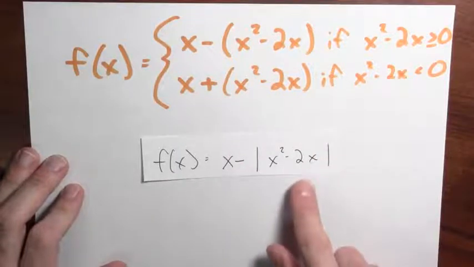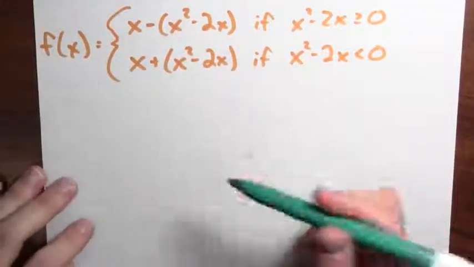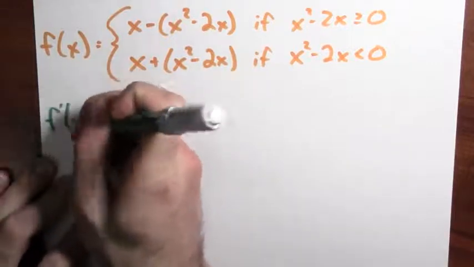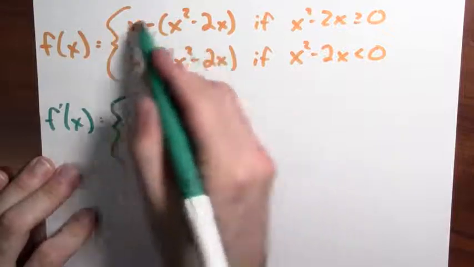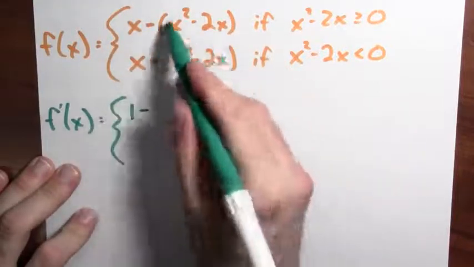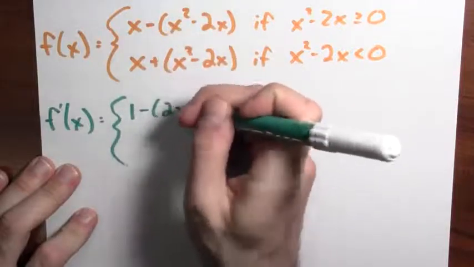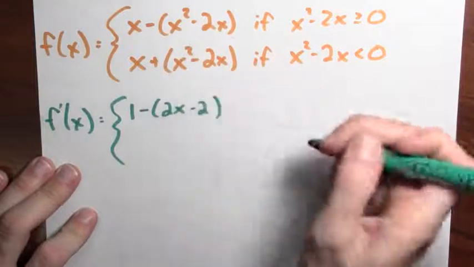of the absolute value. Now, I want to know the derivative of this function, and I can compute that by just differentiating each piece in my piecewise defined function. So here I go. I'm going to differentiate these two pieces separately. So the derivative of f is also now a piecewise function. The derivative of x is 1 minus the derivative of this, which is 2x. That's the derivative of x squared, and the derivative of 2x is just 2.